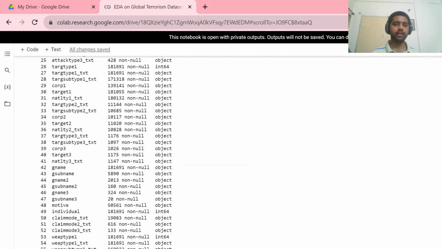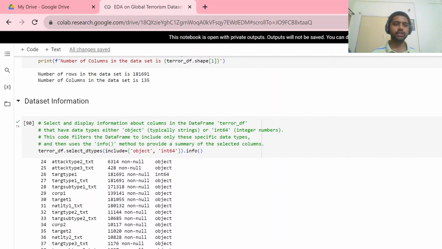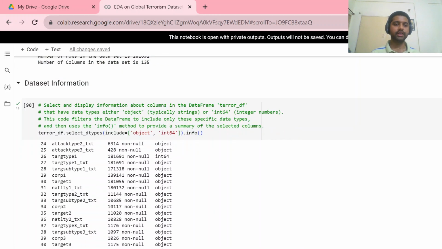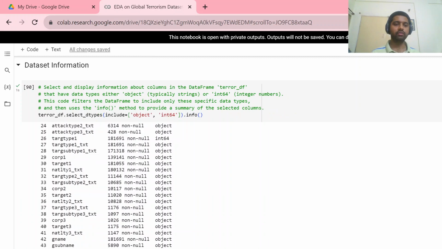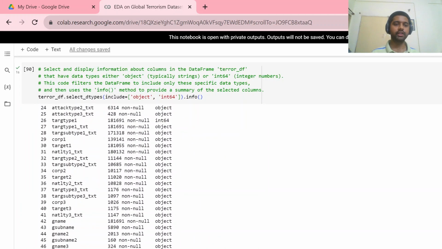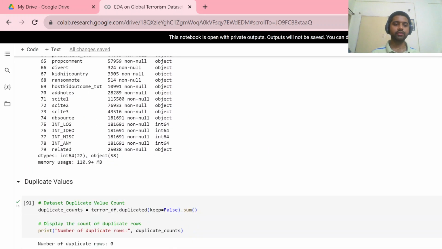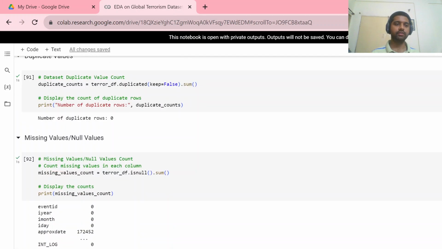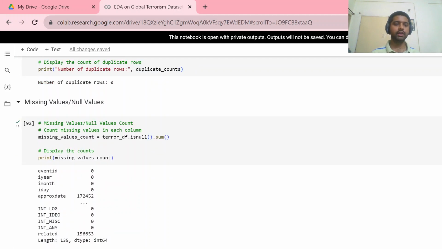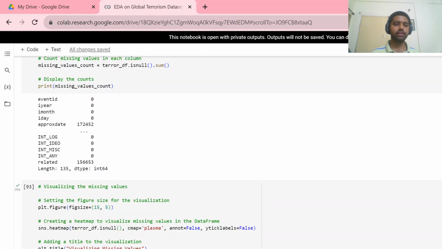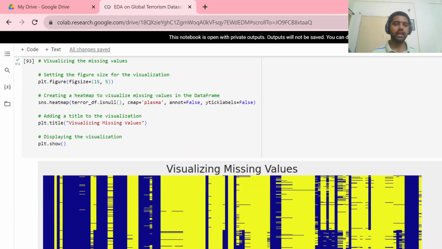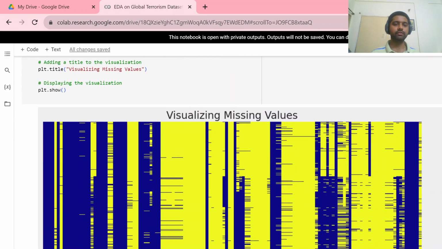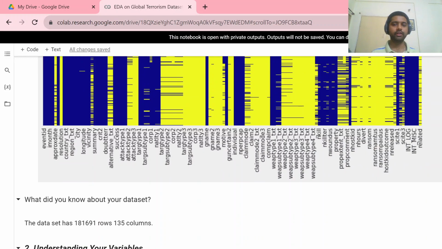This is the information of our data set variables: how many null and non-null values there are, and what the data types of these variables are. These are the duplicate values. There are 0 duplicate rows in our data set. Then the missing values, the count of missing values, and visualizing the missing values of our variables.